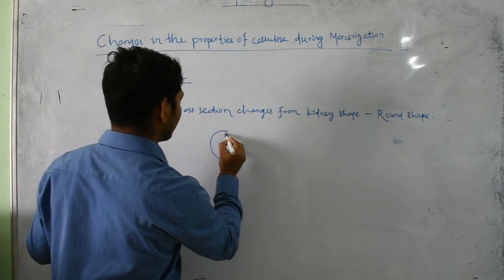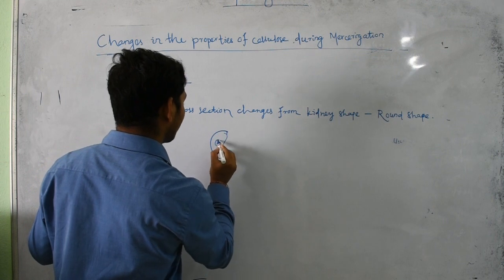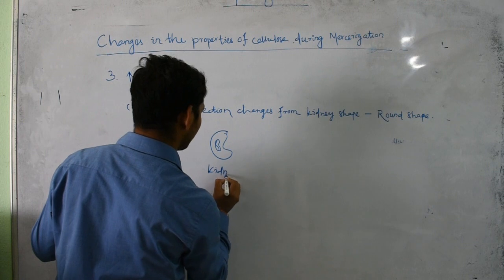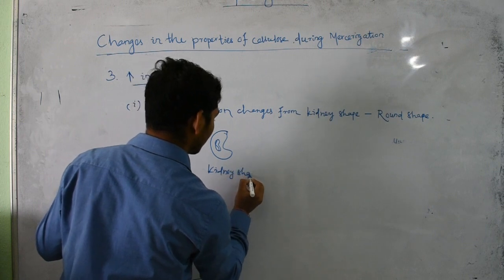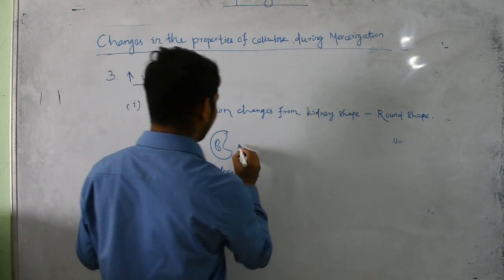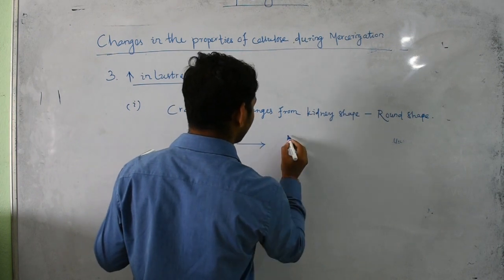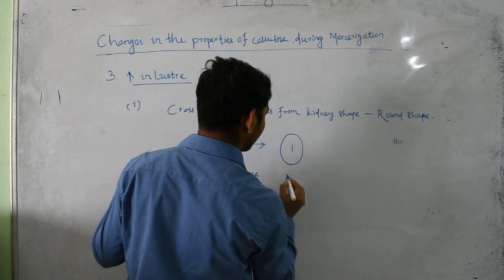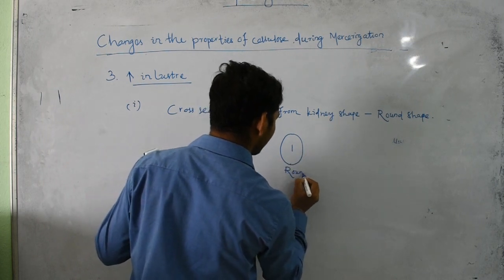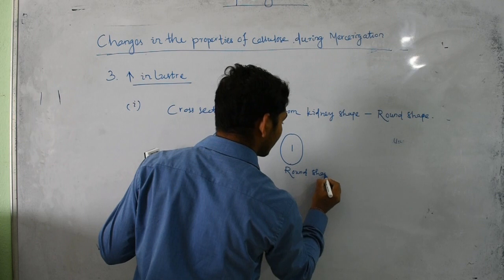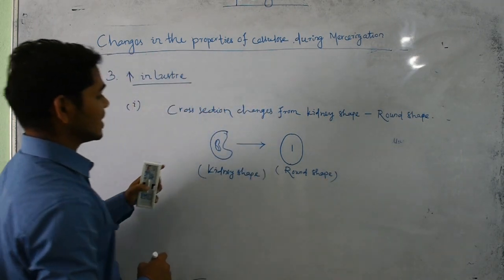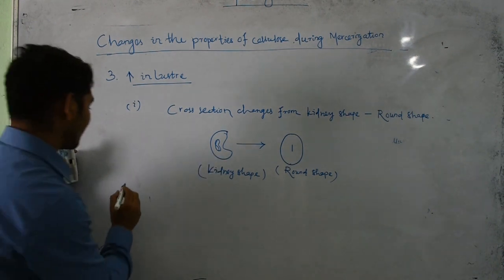That is, structurally you can show it. This is the kidney shape. And after mercerization, it can get converted into round shape. So there is significant change in the cross section of the fiber.